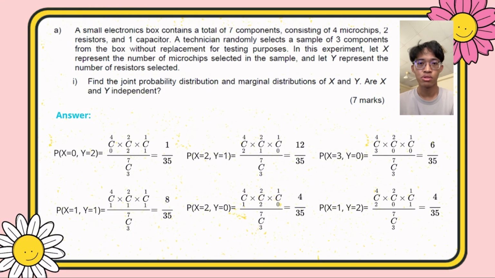The marginal distribution of X, denoted as g(x), is obtained by summing each row, while the marginal distribution of Y, denoted as h(y), is obtained by summing each column.